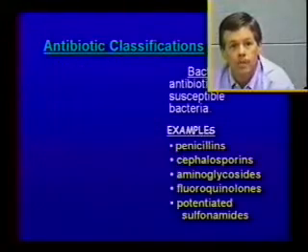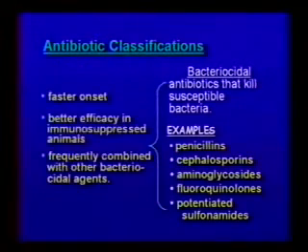Now, on the other side, the bactericidal agents are the ones that can outright kill organisms by themselves. These generally have a faster onset, so these drugs would generally be chosen in cases where an animal has experienced a much more advanced stage of an infection, and thereby is in need of antibiotic therapy to be effective much more quickly.